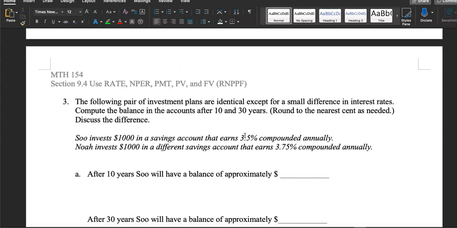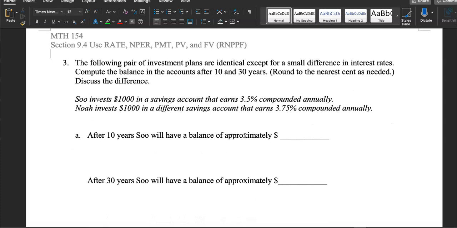All right, last one of the future value. Let's read this. The following pair of investment plans are identical, except for a small difference in interest rate. Compute the balance in the account after 10 years and 30 years. I'm going to highlight this part. 10 and 30 are good numbers that I'm going to need to use. But what they are asking you to find is the balance in the future. So that's why we're going to use the future value function here. Round to the nearest cent as needed. Discuss the difference.